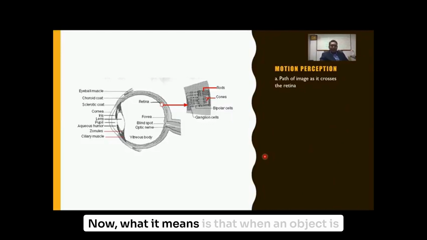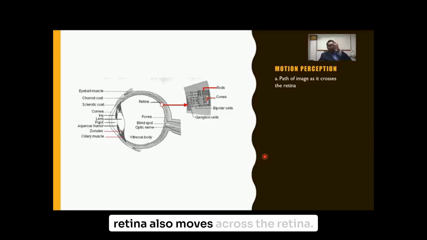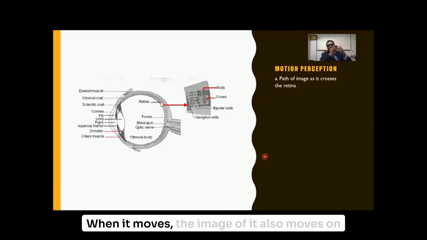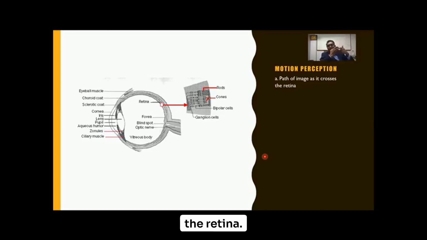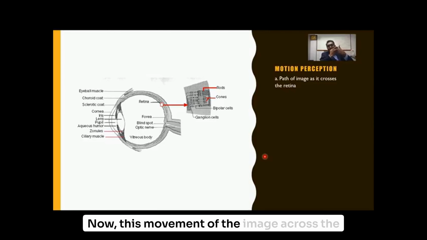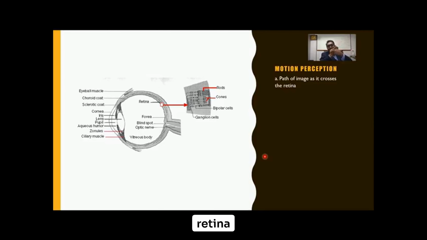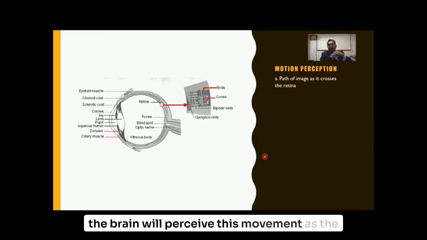What it means is that when an object is moving, the image of that object on your retina also moves across the retina. If the image is formed here on the retina, when the object moves, the image of it also moves on the retina. The brain will perceive this movement of the image across the retina as the movement of the actual object in the real world. This is one way our brain interprets motion.